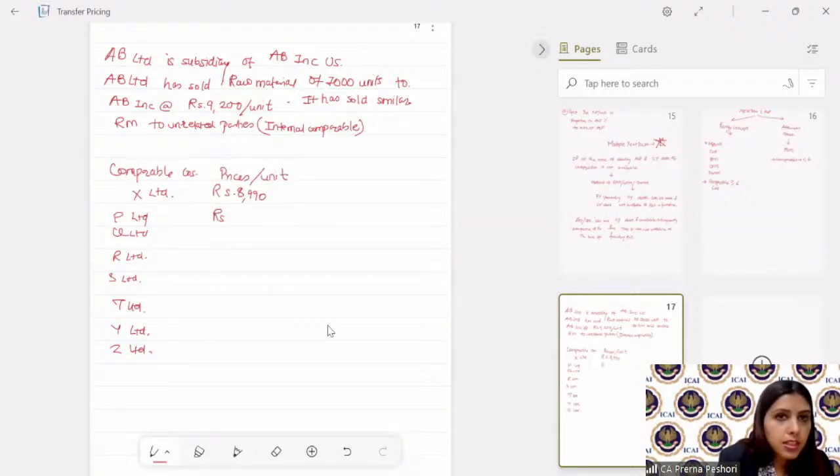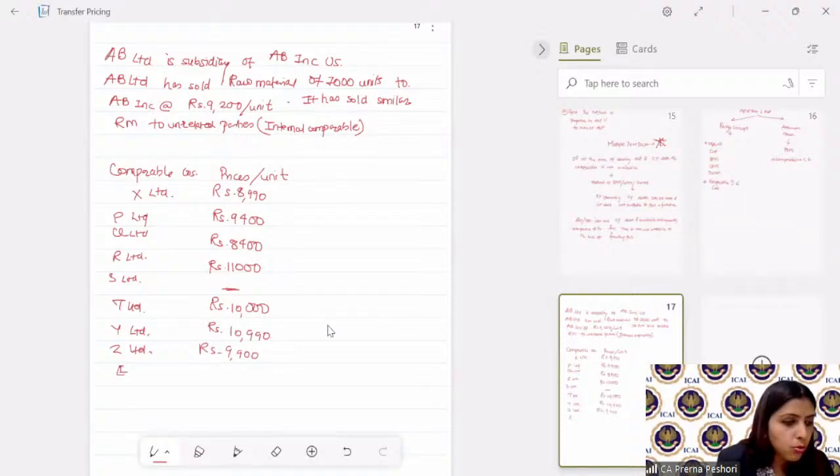Rupees 9,400, rupees 8,400, rupees 11,000. Say we do not have any transaction with S Limited during the year. Rupees 10,000, rupees 10,990, rupees 9,900. Say we have E Limited, one more company, which will take rupees 10,330, right?